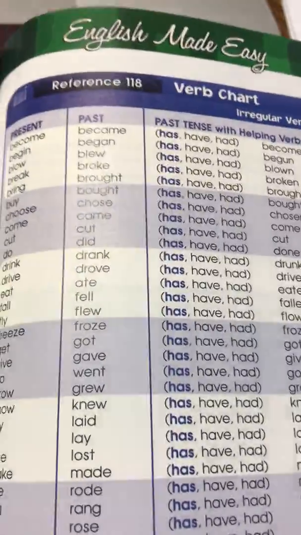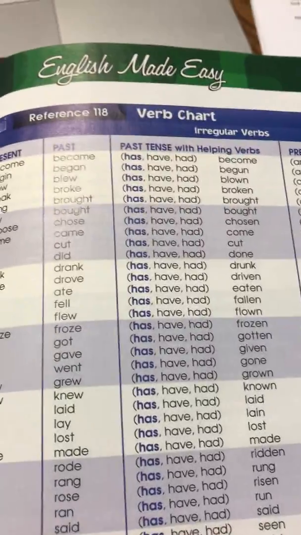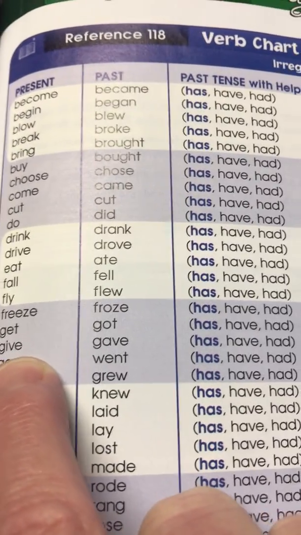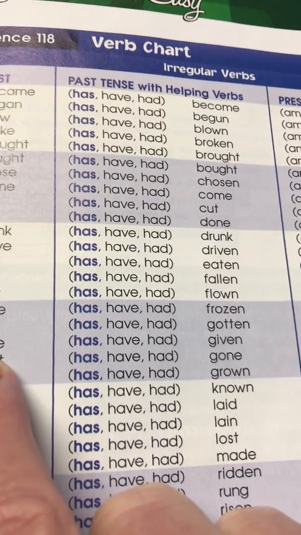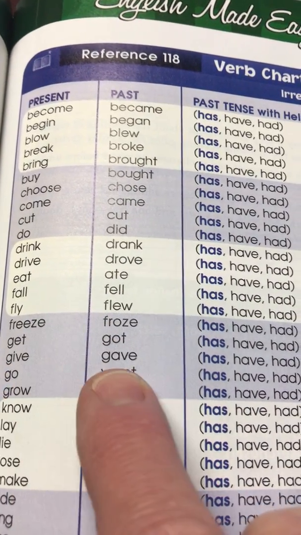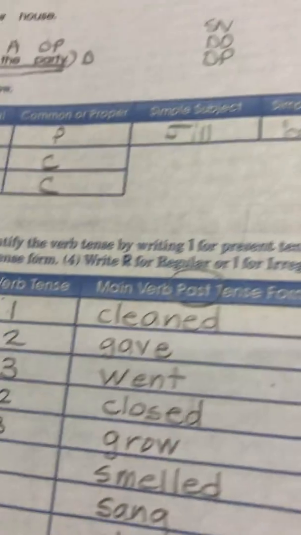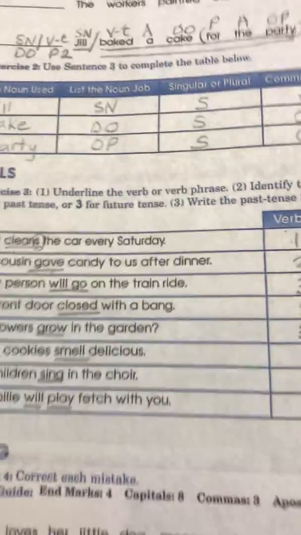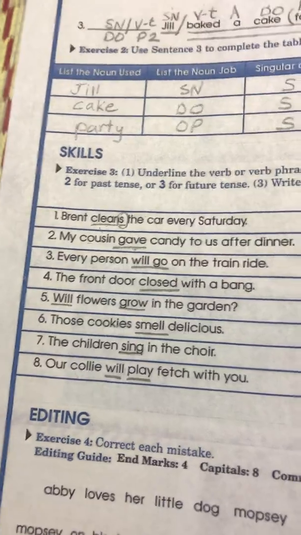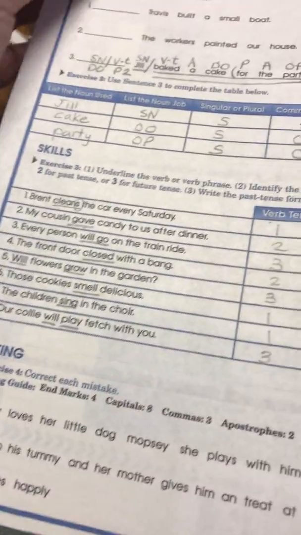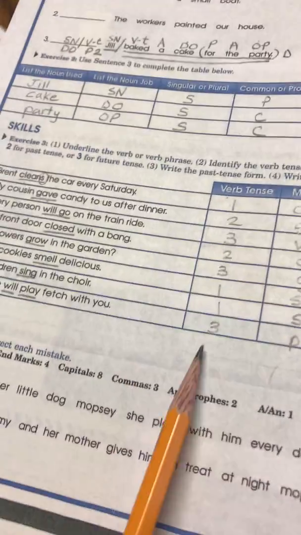So now let's look at the chart for this one. So you're going to use your chart that's reference 118, and you come up here to give. And when your book asks you to write the main verb past tense, you come over to this column listed past tense, and you write the word that's there, gave. And that's why we wrote it here for the main verb past tense, and it's irregular. Let's do one more, and then you can go back and finish up yours. Let's do number 8. Our collie will play fetch with you. Will play means that it hasn't been done yet. It is future tense. And so that is number 3.